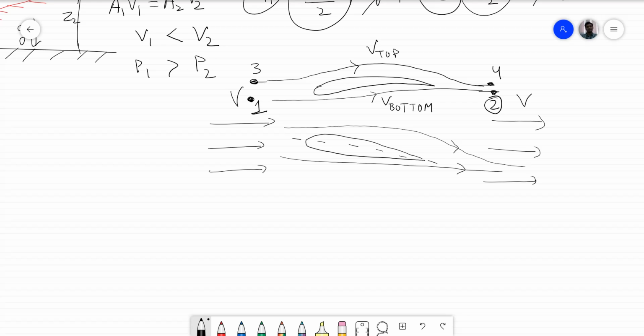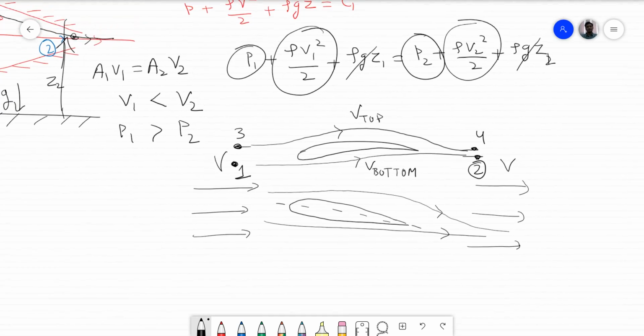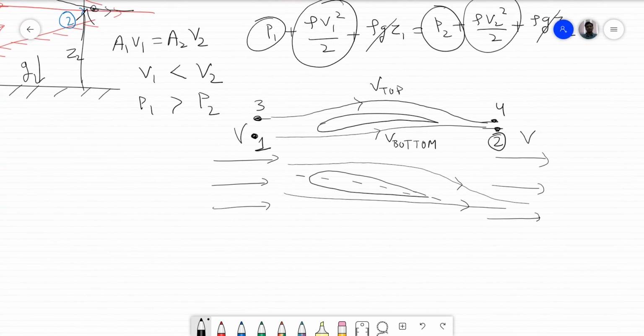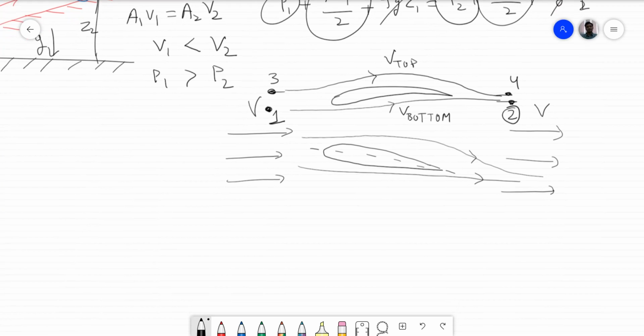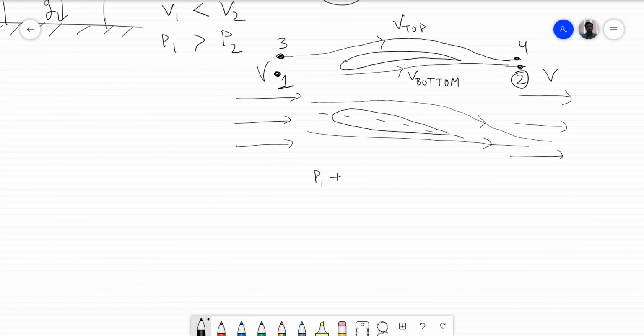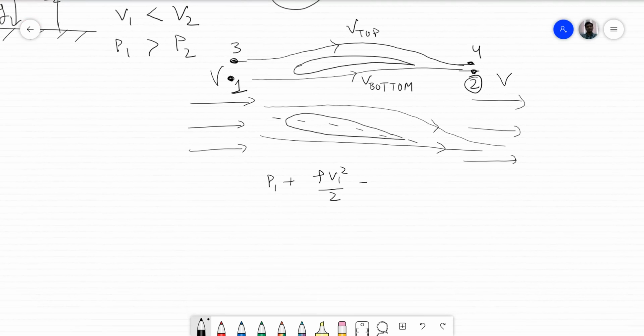You can apply Bernoulli's equation between point 1 and 2. So you can write P1 plus rho V1 square by 2, and let us neglect the changes because of gravity. Let's say those are negligible here. So let's write P1 plus rho V1 square by 2 is equal to P2 plus rho V2 square by 2.